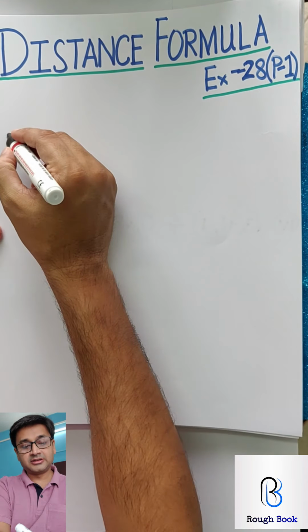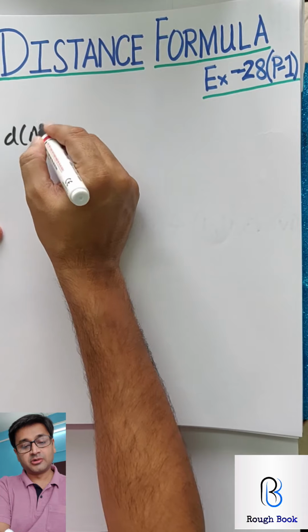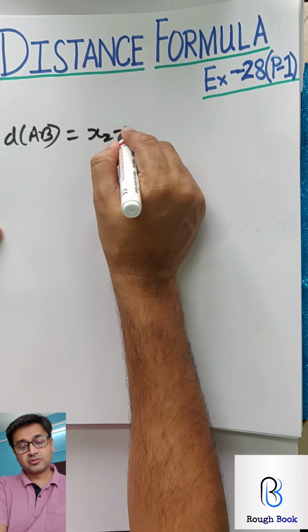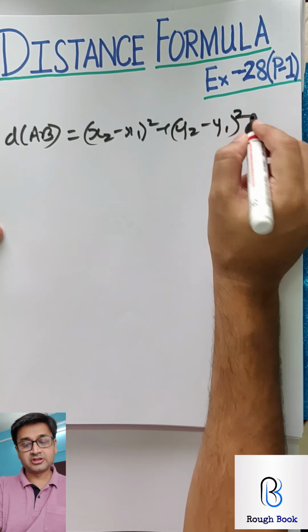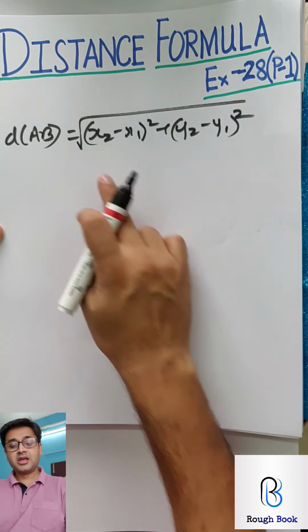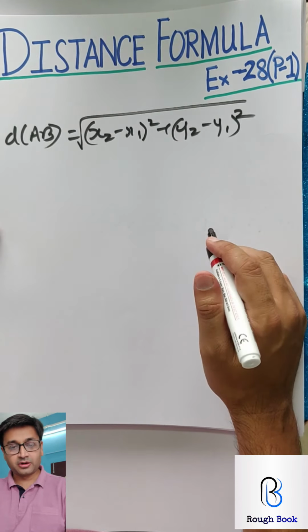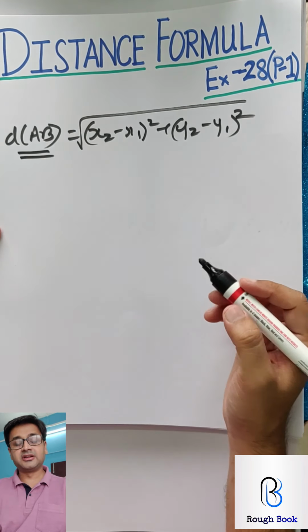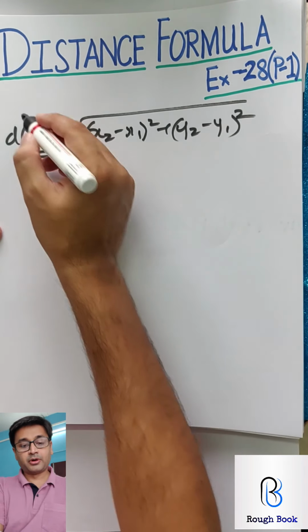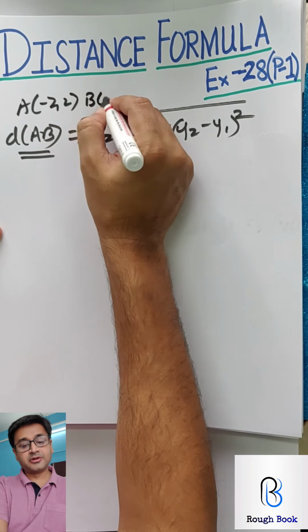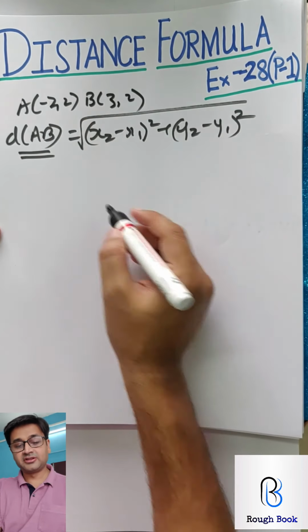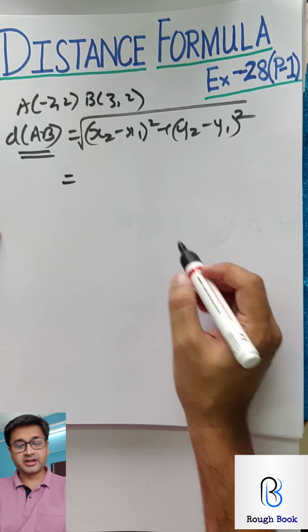So distance formula, let's say if you are finding the distance between A and B, is x2 minus x1 square plus y2 minus y1 square under the root. If you apply this formula for any coordinates, automatically you will get the distance for that particular points. In this case, you had A as minus 2 by 2 and you had B as 3 by 2. Let's apply this over here and see whether it works or it doesn't work.